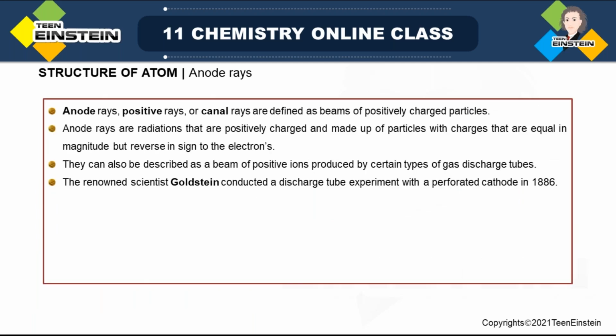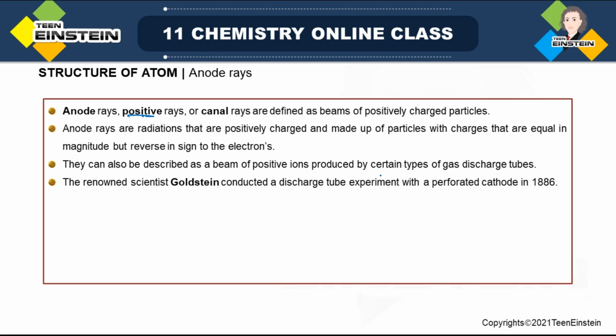After cathode rays, next is anode rays. Now anode rays, you can also call them positive rays. So the other names you should also know. It is also known as canal rays. It is defined as the beam of positively charged particles. So unlike cathode rays, which are negatively charged particles, now it is positively charged particles.